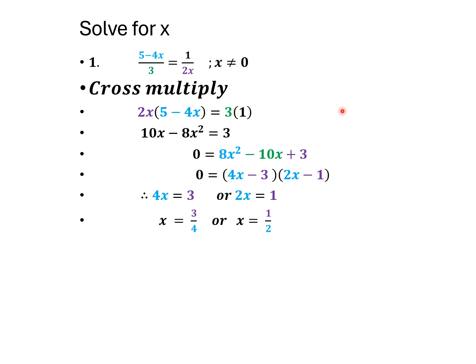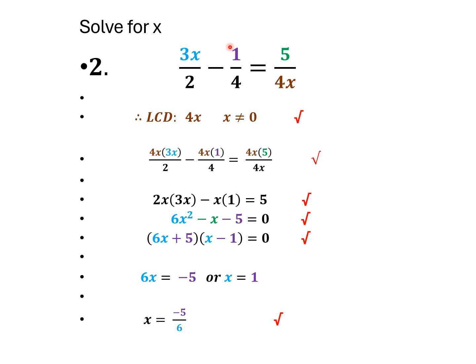Let's look at one that's got more than 2 fractions. Alright, so solve for x. We have 3x divided by 2 minus 1 over 4 equal 5 over 4x. Again, x is a denominator, so x there cannot equal 0 because 4 times 0 is 0 and 5 divided by 0 would be undefined.